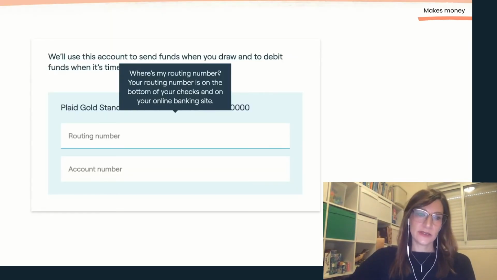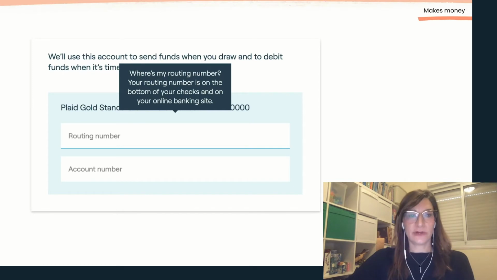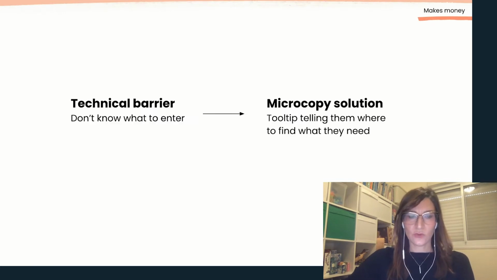So here's a step in our application process where we need the user's routing number. And we found that users, it's not that they didn't want to give us their routing number, they just didn't know where to find their routing number. And so we solved that technical barrier with a tooltip telling them where to find what they need.